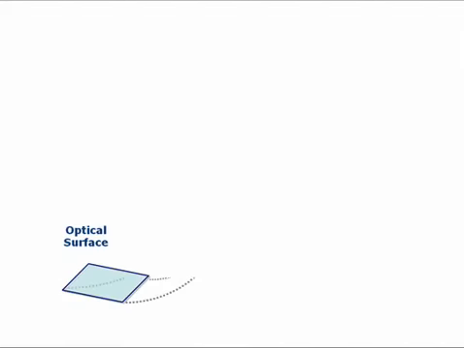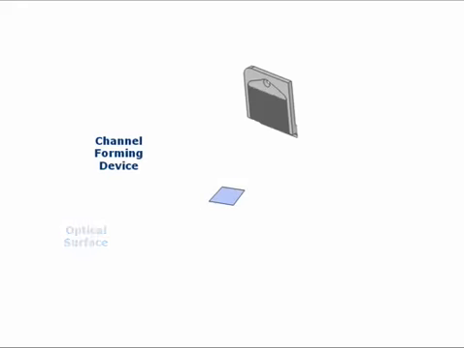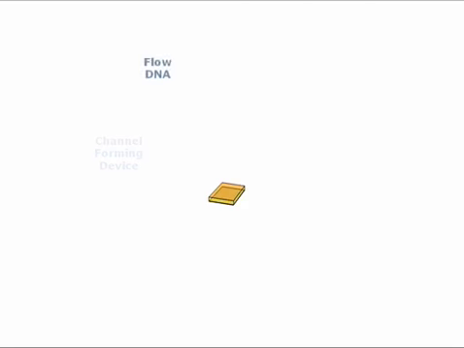How do we do it? An optical chip, which contains an optical surface and a channel-forming device, is loaded with a DNA solution that flows across the surface. As the solution flows, the DNA molecules attach and stretch across the optical chip. Thousands of DNA molecules attach to the chip.